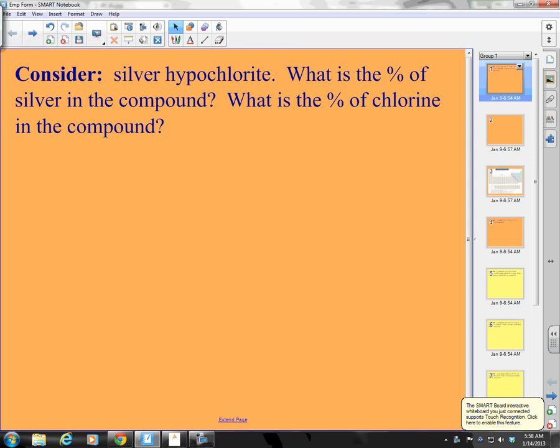Welcome everybody, and we are in our discussion about the mole and stoichiometry. We finished the mole last time, so let us move on to some more calculations we can do with the mole. So let us consider this.